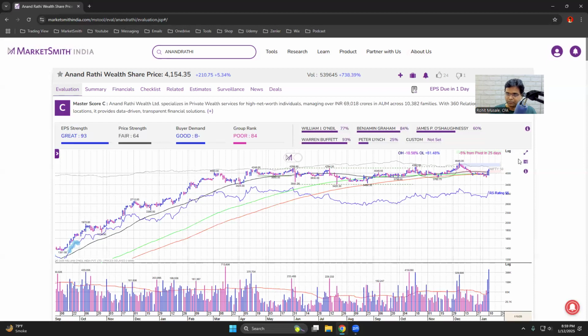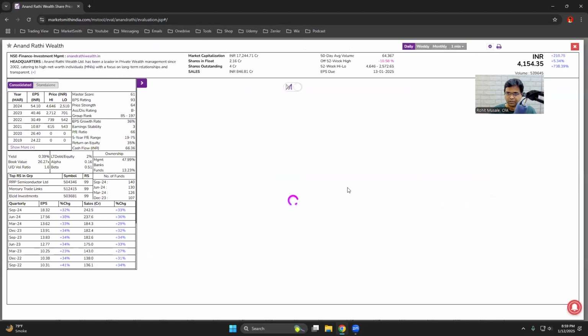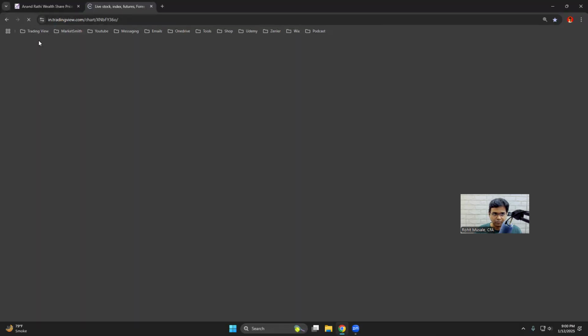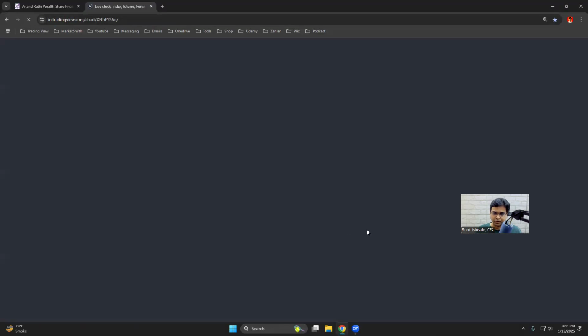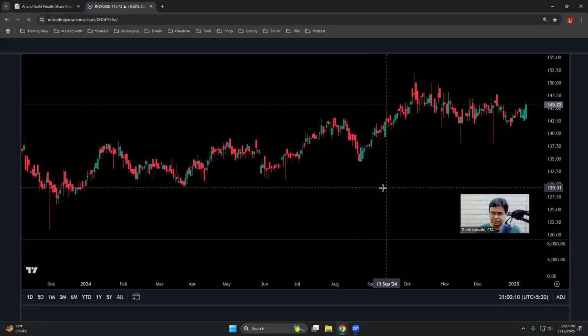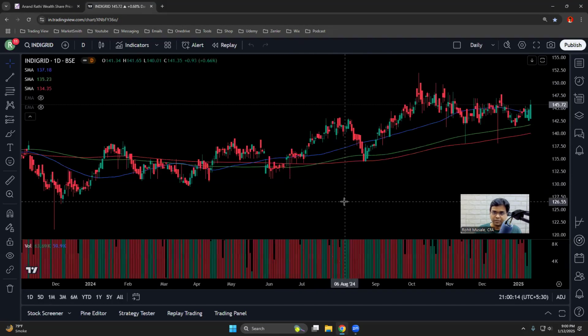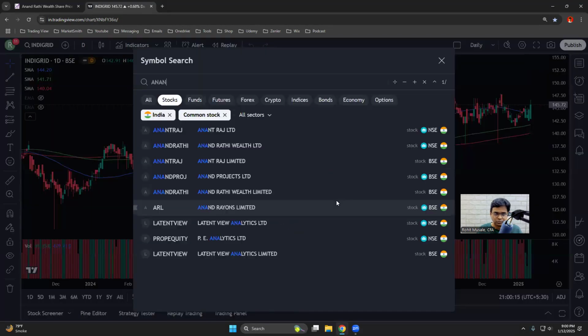Moreover, if you look at the moving averages, we want the blue, the green, the red, correct? So the blue line should be above the green, which should be above the red. So let's go to TradingView to have a better idea of where the moving averages are placed. That's the basic non-negotiable criteria. Read Mark Minervini's book, you will understand. So Anand Rathi.